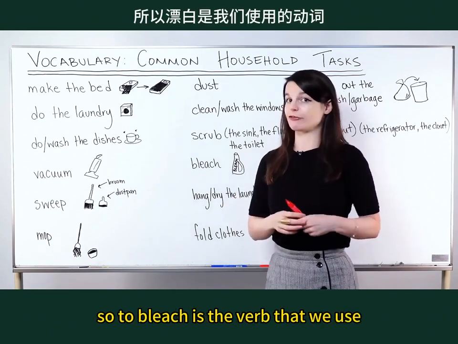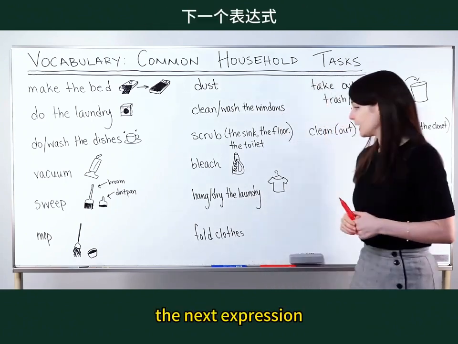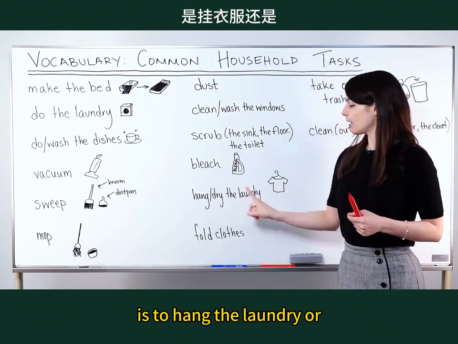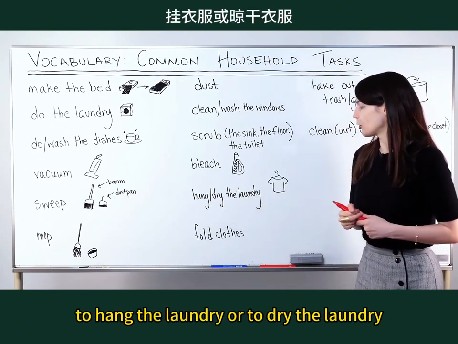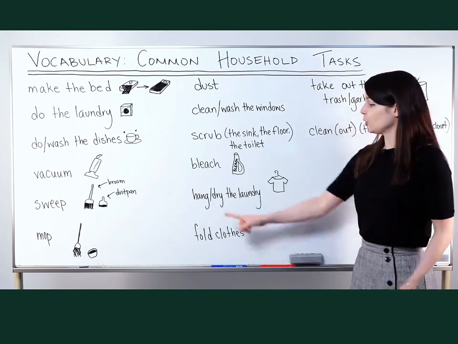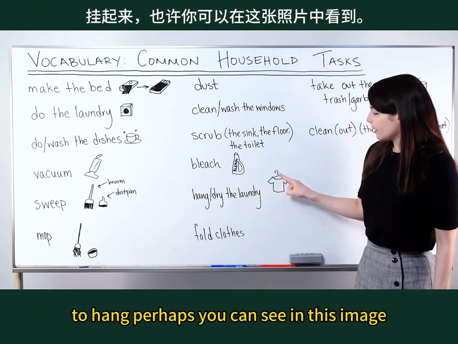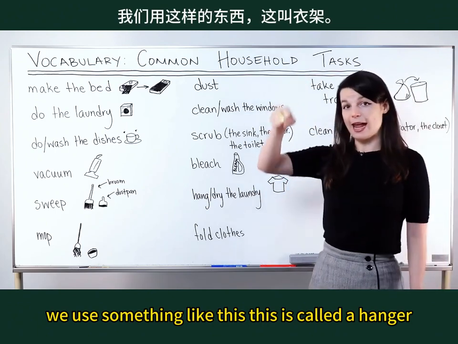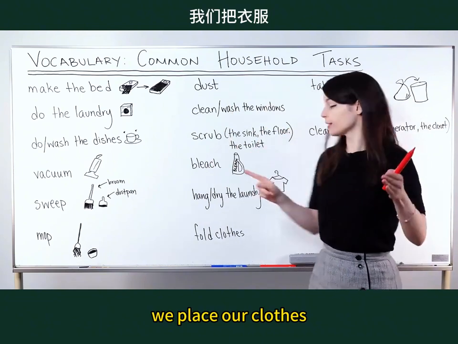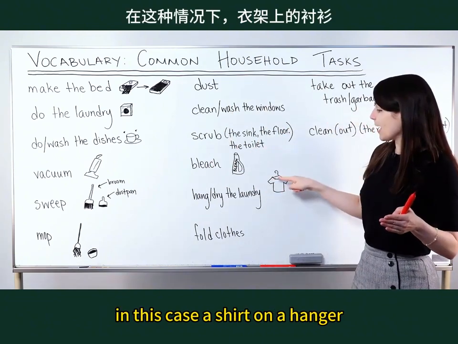The next expression is to hang the laundry or to dry the laundry. You might hear both. To hang, perhaps you can see in this image, we use something like this. This is called a hanger. We place our clothes, in this case a shirt, on a hanger to hang up and dry.